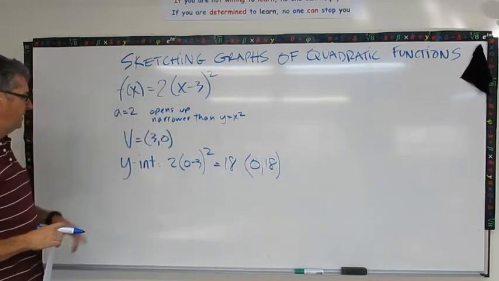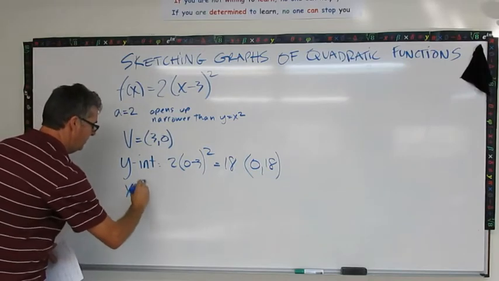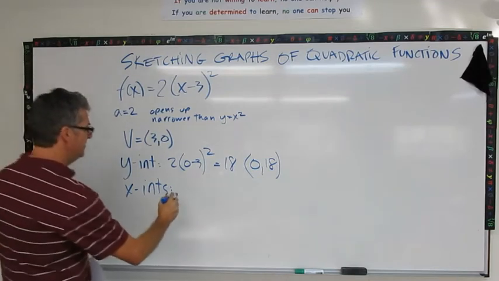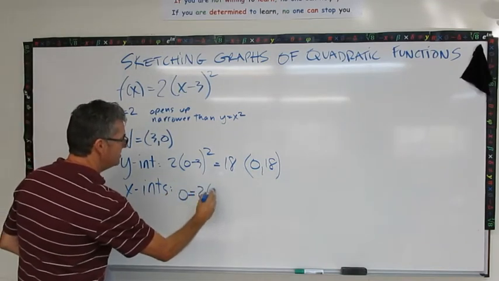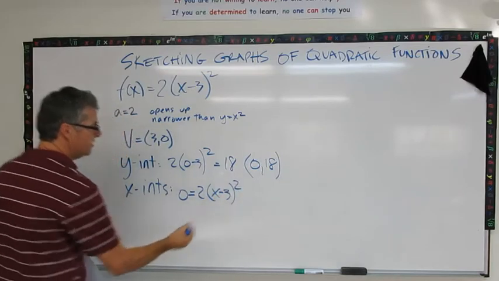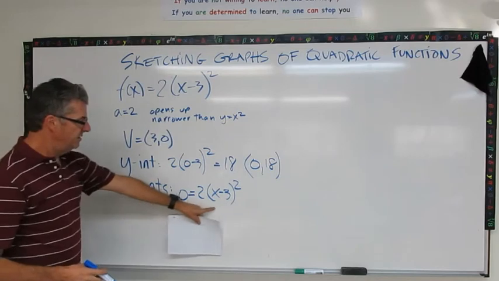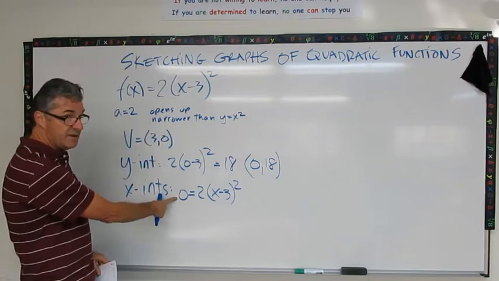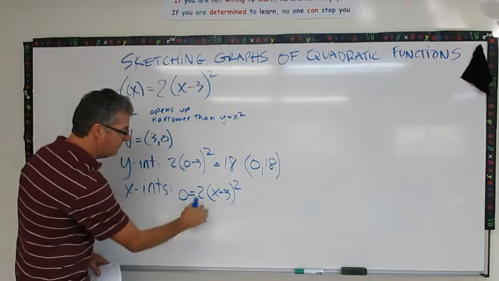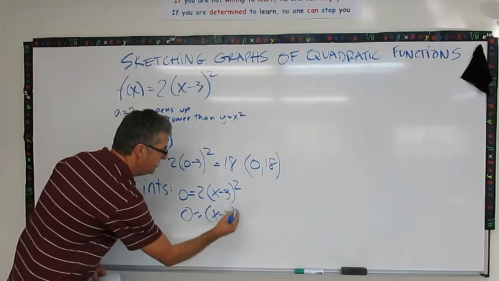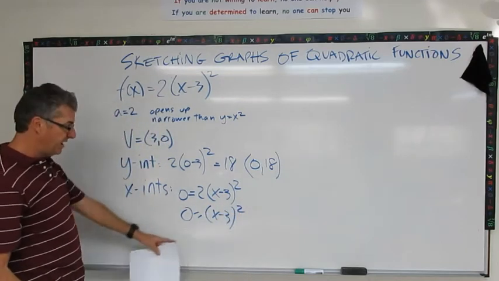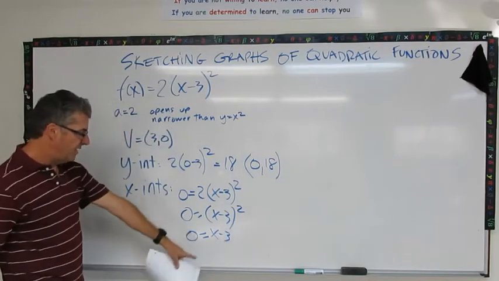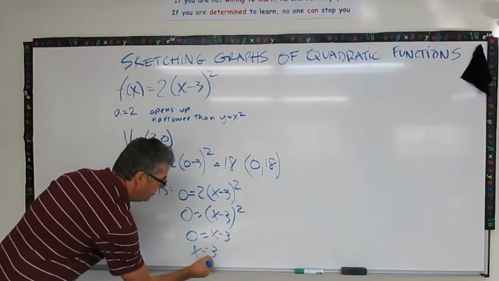Okay? And then finally my x-intercepts. Now we set y equal to 0 and we solve. So this is going to be 0 equals 2 times x minus 3 squared. This one's pretty straightforward. I'm just going to get x alone. First thing I'm going to do, divide both sides by 2. This is convenient. 0 divided by 2 is still 0. So that got rid of my 2. Now I have x minus 3 squared. Now I'm going to take the square root of both sides. Again, square root of 0 is still 0. 0 equals x minus 3. Move my 3 over. x equals 3.